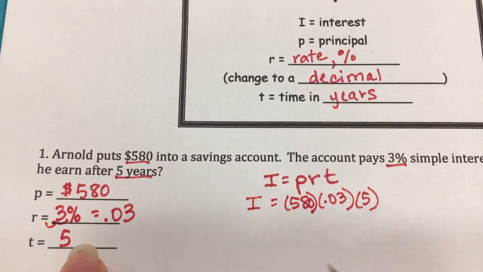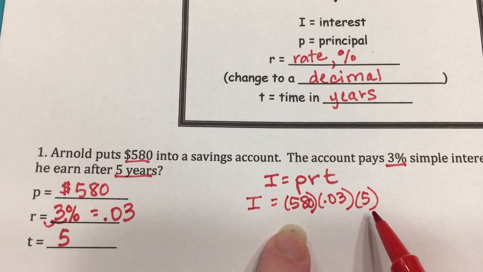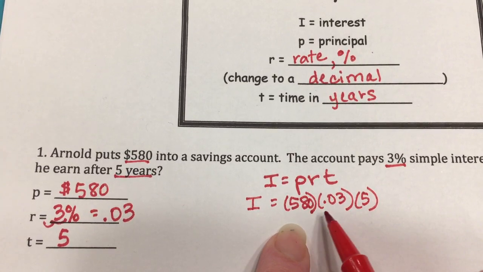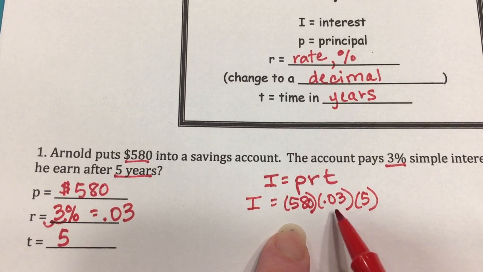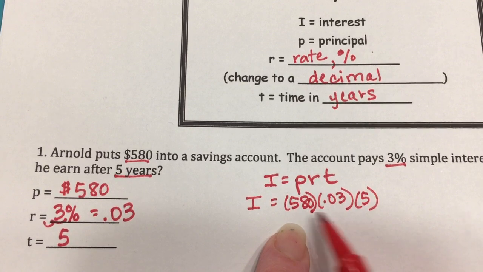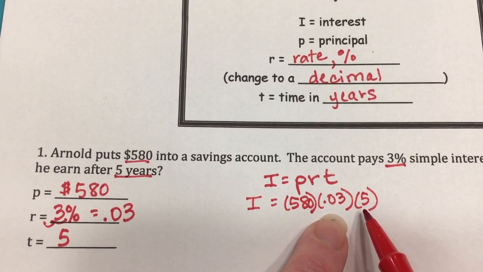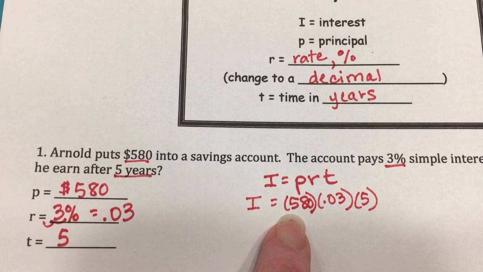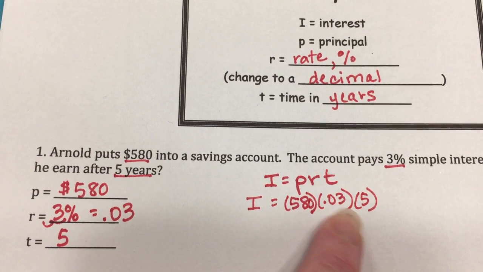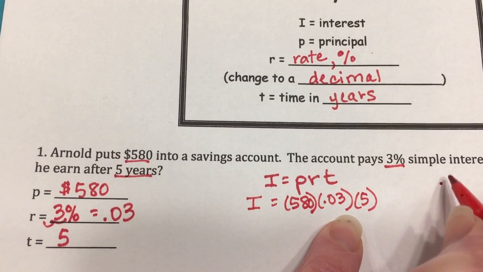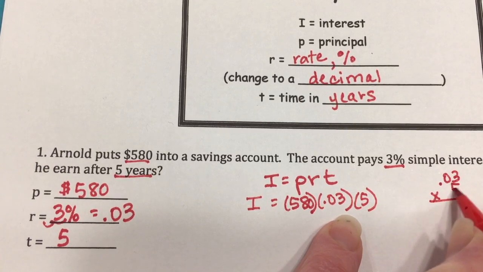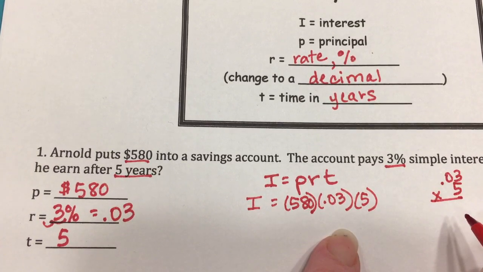So I can multiply these all together. I can do that in any order. Remember, the associative property says I can multiply these two first and then this one, or I can multiply these two first and then the first one. These look like easy numbers to multiply, so I'm going to start by doing 0.03 times 5. If you do it in order, that's fine too. You'll get the same answer.